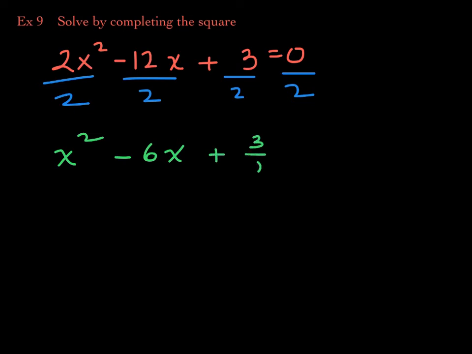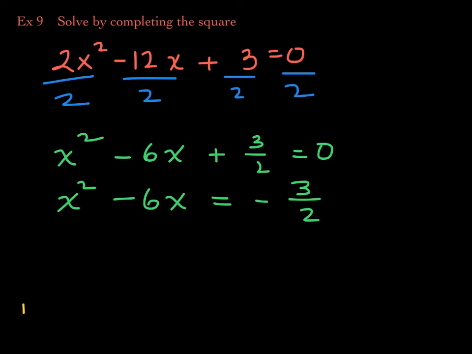Now my leading coefficient is 1. The next thing I'll do is move the constant term to the right. And I'll move the constant term to the right by subtracting it. So now I have negative 3/2 over there. Now it's time to complete the square.